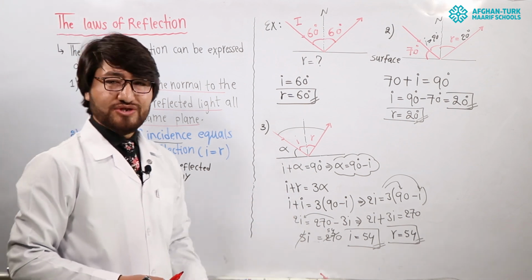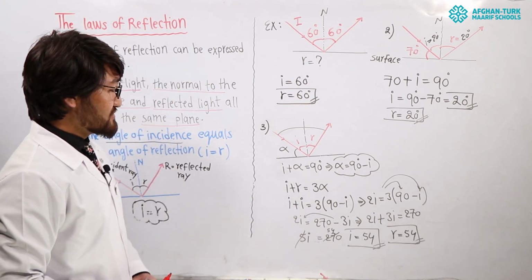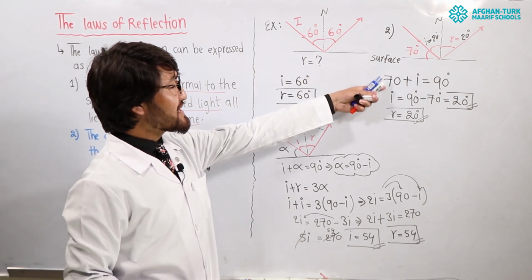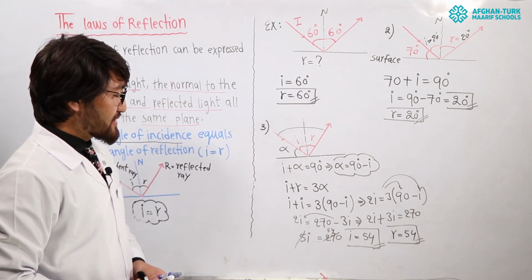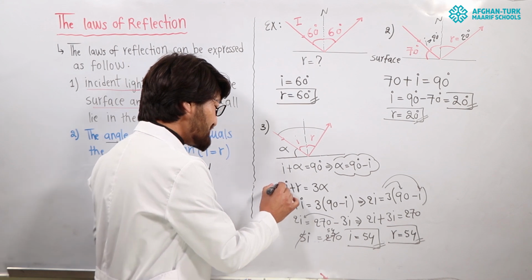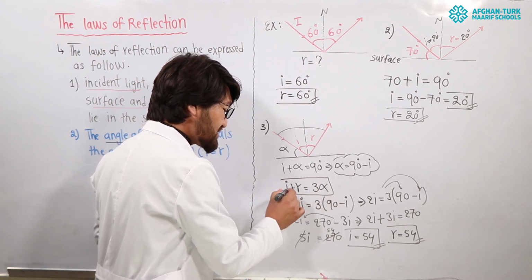This is the hard question about laws of reflection. You have this kind of example, and also you have this kind of example. Okay, I solved 3 questions for you.